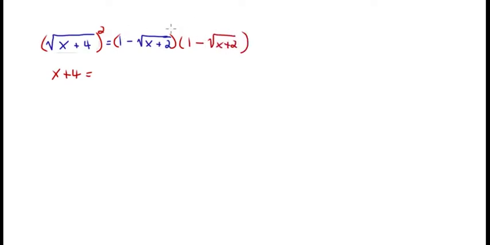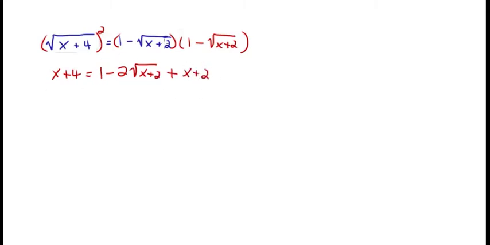And so if we FOIL this out, we get 1 minus the square root of x plus 2, minus another square root of x plus 2. So that should be minus 2 square root of x plus 2. And then minus square root of x plus 2 times minus square root of x plus 2. That becomes a positive. And then the square roots cancel each other out, because we're multiplying the square root of the same thing. And we would just get plus x plus 2.